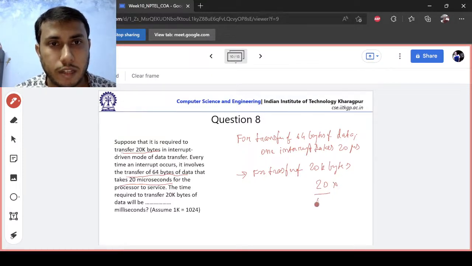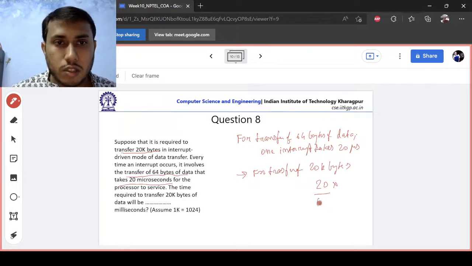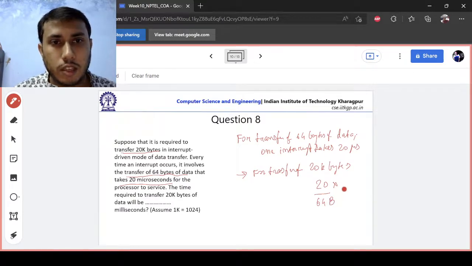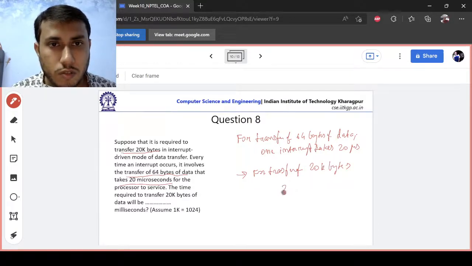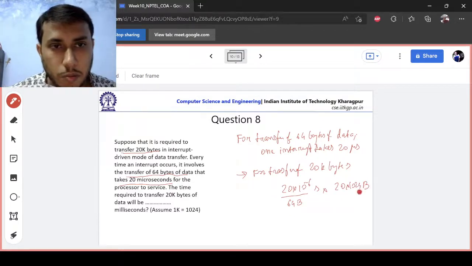20 into 10 to the power minus 6 seconds divided by 64 bytes, into 20 into 1024 bytes. So what will be the value here?